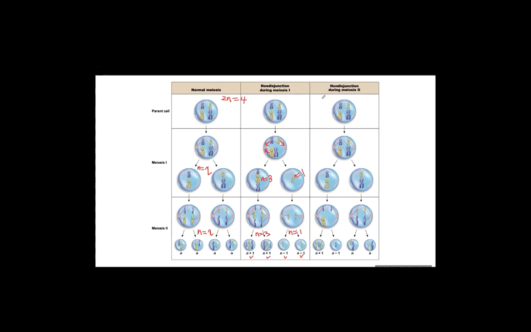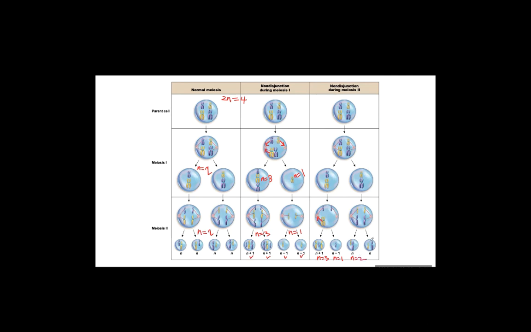The starting point is 2N equal 4, and then meiosis 1 occurs normally, no mistake. But during meiosis 2, when sister chromatids separate, this cell is correct, no error. But in this daughter cell, two sister chromatids move to the same pole. Therefore, after the entire meiosis division, this daughter cell will have 3 chromosomes. This one has 1, and the other has 2, both.